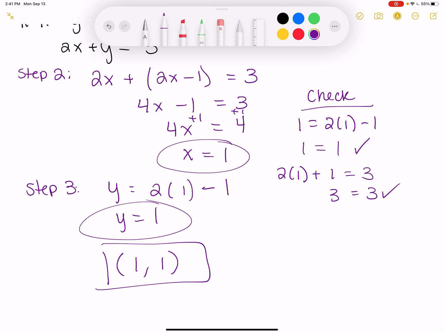Any questions about this one? No. No. All right.